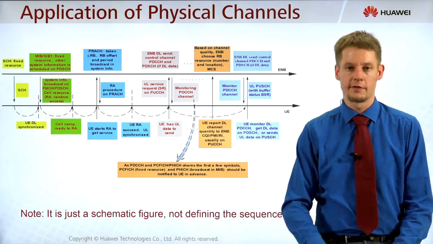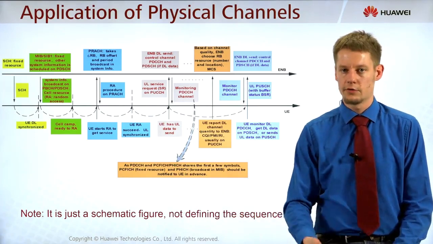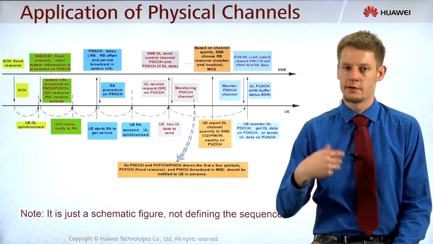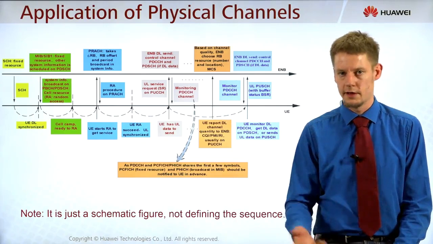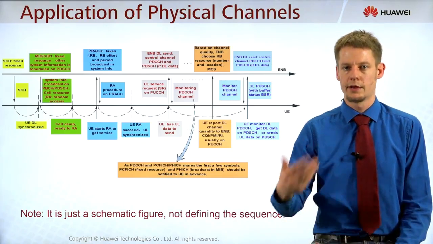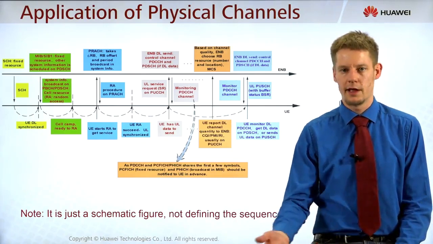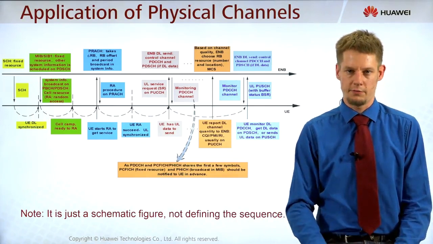But this is just a schematic figure, so it might also be in another order, so that we have first uplink, then downlink, and so on. And then we might go into idle mode, come up again, but we do not need a random access procedure anymore.